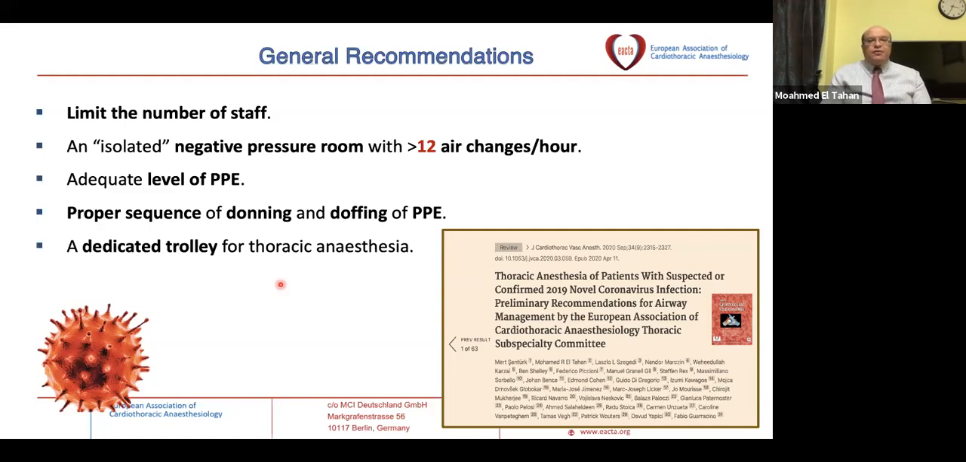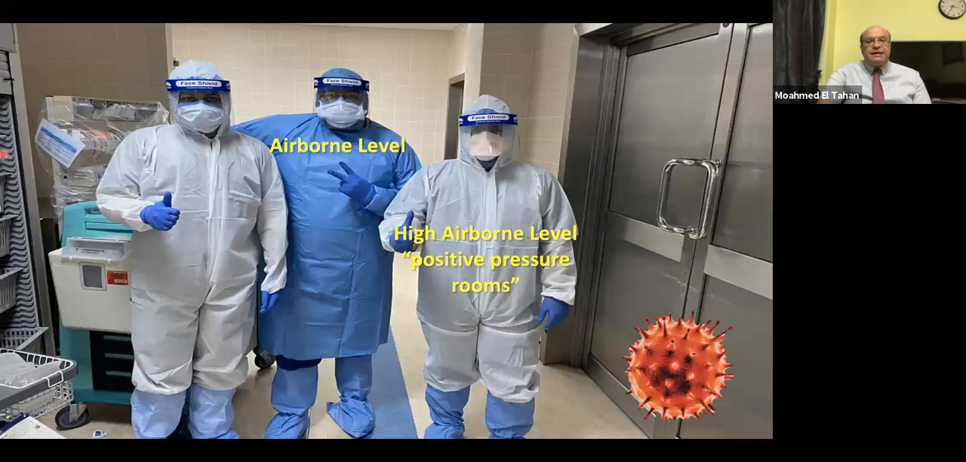Adequate level of personal protective equipment, the proper sequence of donning and doffing, the dedicated trolley for thoracic anesthesia. Here we can see we have airborne level, including face shield, N95 mask and hood, as well as fluid resistant gown, long sleeves, and double layer of gloves with shoe cover.